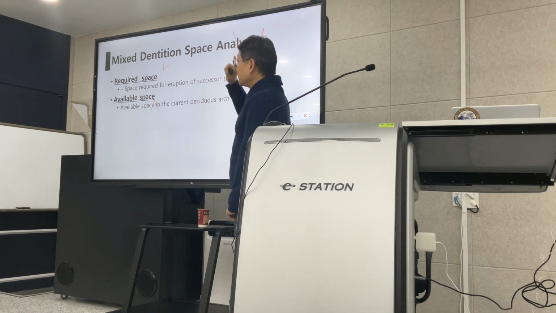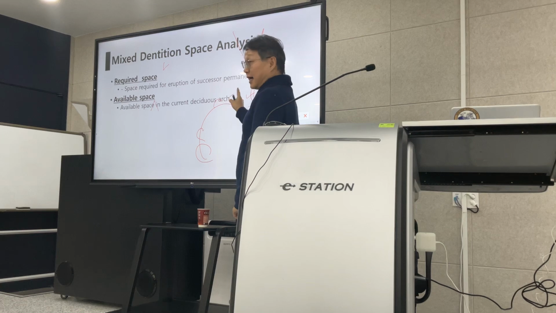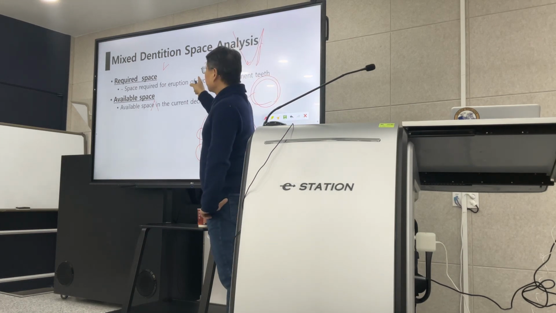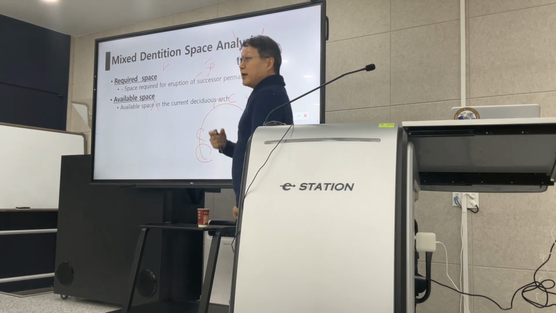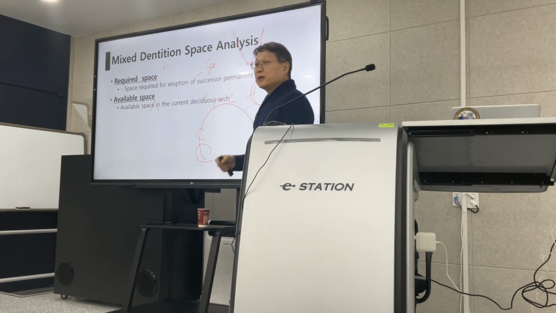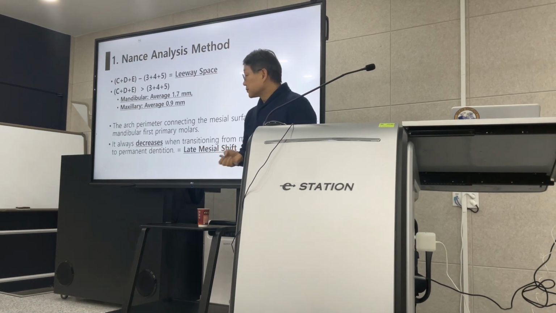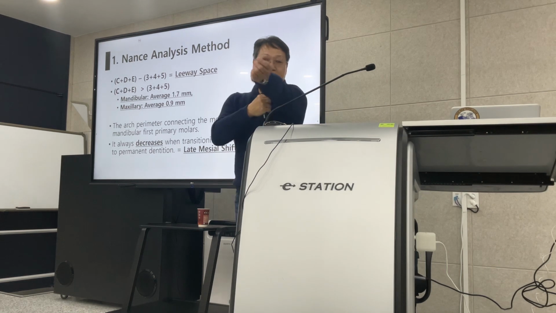Understand? So available space means, in the mixed dentition or in the mouth of the patient, now how much space can you use? Required space means for the permanent teeth, how much space has to be there? So if we know about this kind of gap, then we can guess what kind of appliance is better when we have to intervene to control the problem. So this is the main concept.